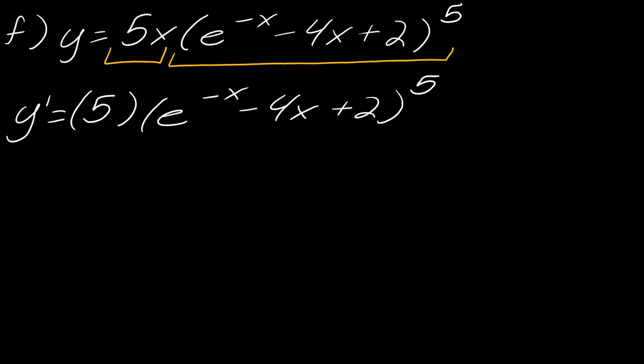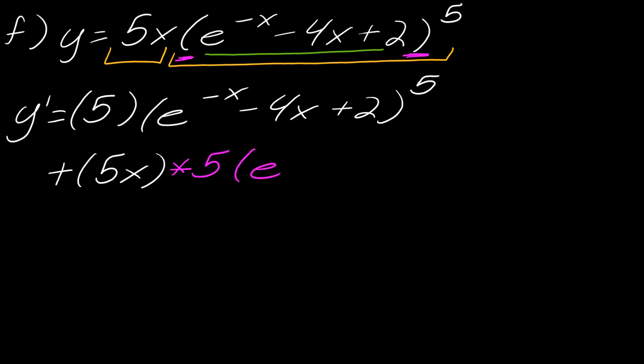Okay, so now I leave the 5x alone, and now I have to take the derivative of this piece, and now this is where the chain rule comes in. The outermost function is going to be this thing to the 5th. The innermost function is this part here. So I'm going to bring the 5 down. This is e to the negative x minus 4x plus 2, and then I subtract 1 from the exponent. And then I multiply by the derivative of the inside function.